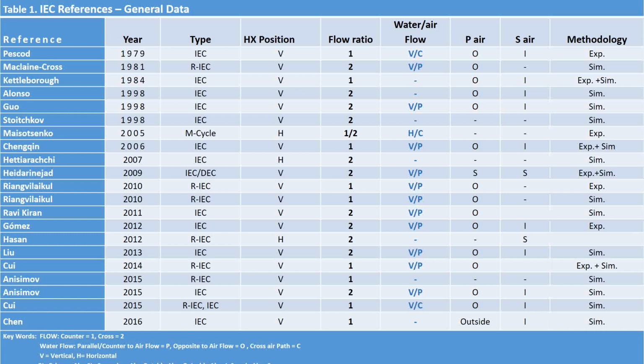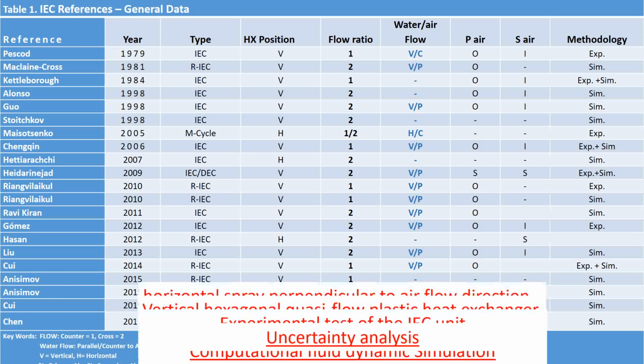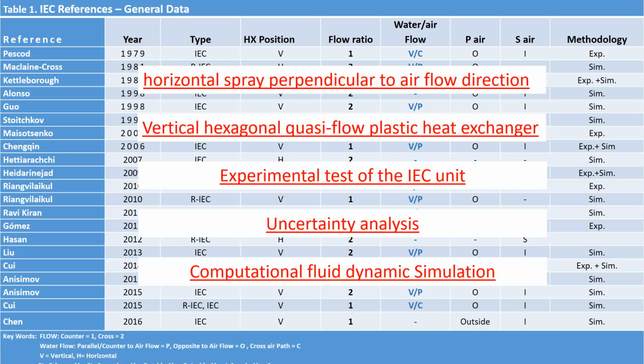In my study, I need to do the following. First, I'm going to use a horizontal spray. Now, this is my plate. Horizontal spray while the air is coming vertically, with a vertical hexagonal quasi-flow plastic heat exchanger. Doing experimental tests on the IEC units, doing the uncertainty analysis for the results, and building a CFD model, doing the simulation and validating it.